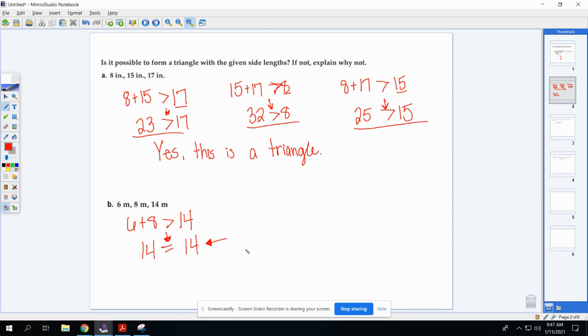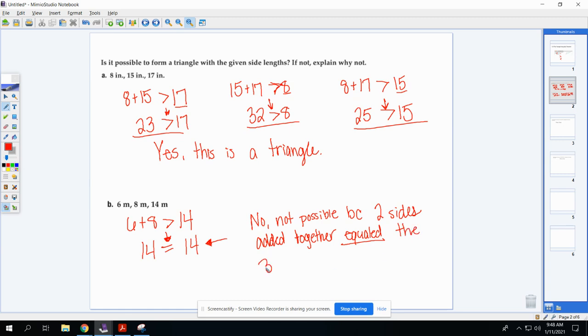So what we're going to do now is say no, not possible, because 2 sides added together equaled the third side.